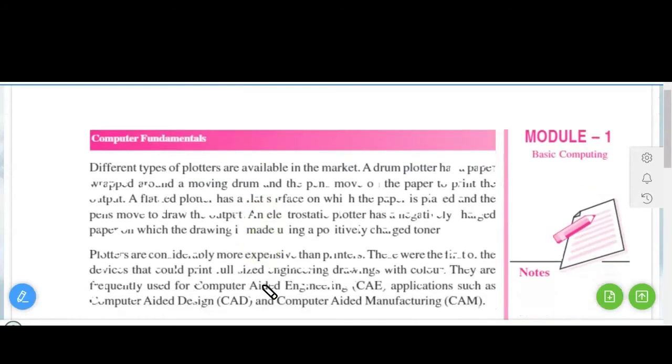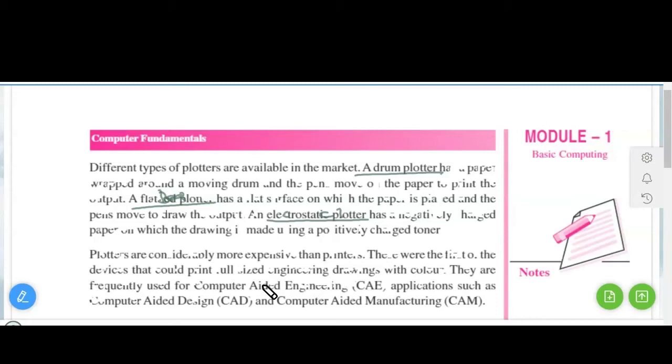Different kinds of plotters are available in the market. The first is the drum plotter. Another one is the flatbed plotter. The third one is the electrostatic plotter. So these are the three kinds mentioned here.